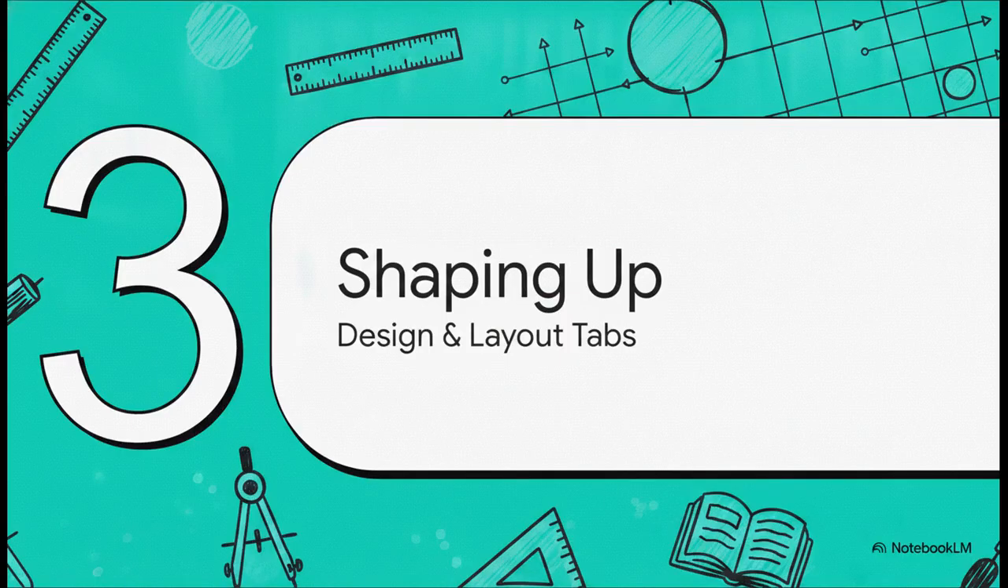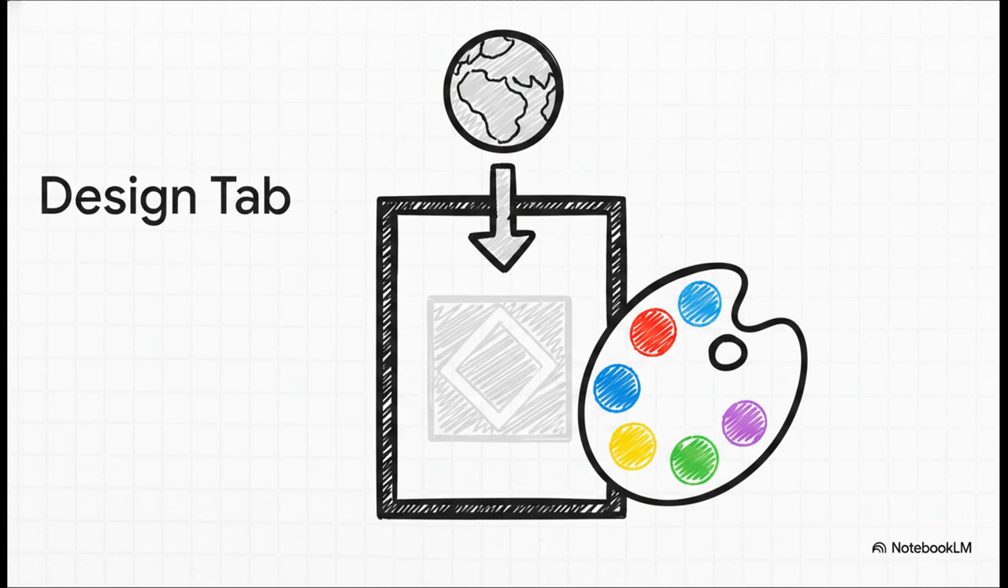Let's step into Section 3, Shaping Up, where we look at the Design and Layout tabs to build our document's overall aesthetic and physical structure. The Design tab controls the global look of your file. And global is the key word here, folks.